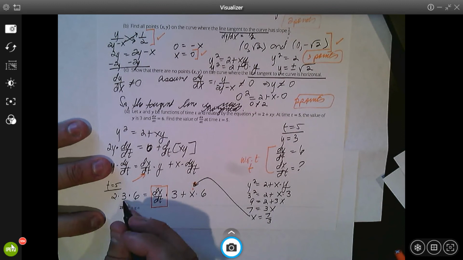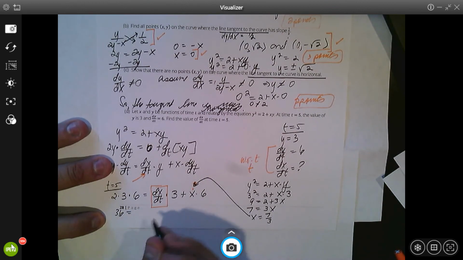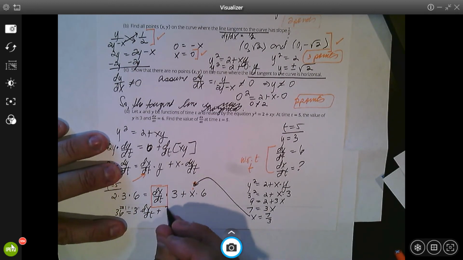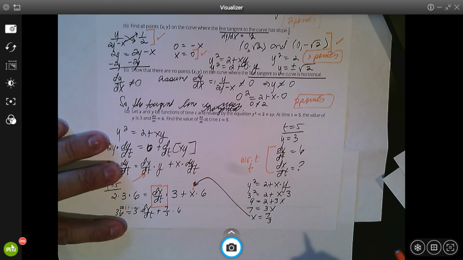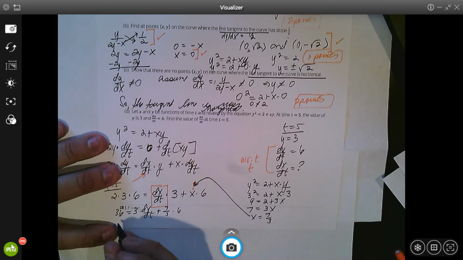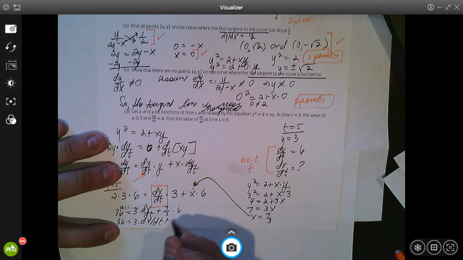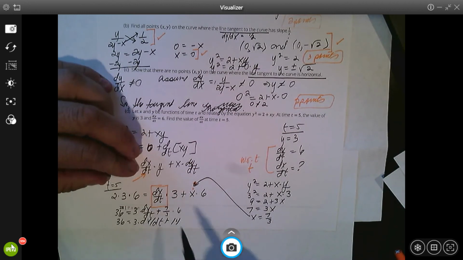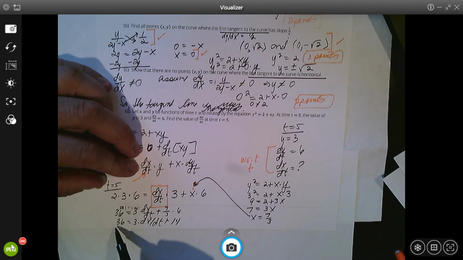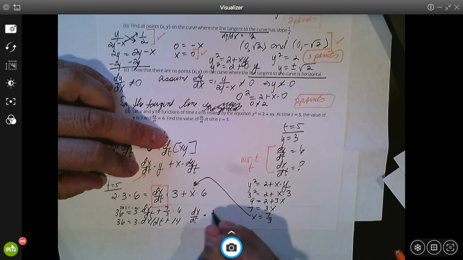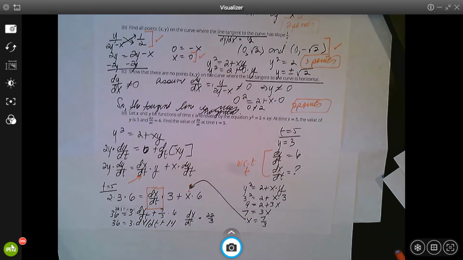So what do we have? I have 2 times 3 times 6, that's 36. dx dt times 3 is 3 times dx dt, plus 7 over 3 times 6. 7 thirds times 6 is 14. 36 equals 3 times dx dt, plus 14. A little bit of quick math here. Subtract 14 from both sides. Divide both sides by 3. dx dt is 22 over 3. And that's your final answer.